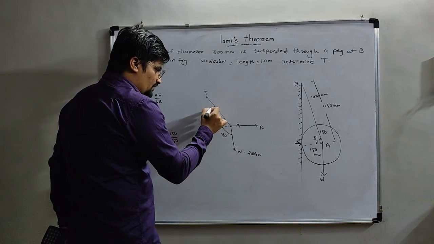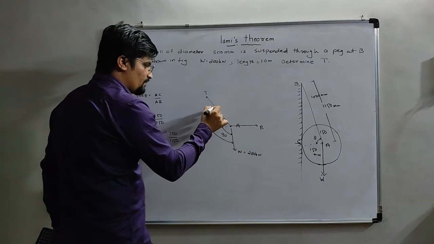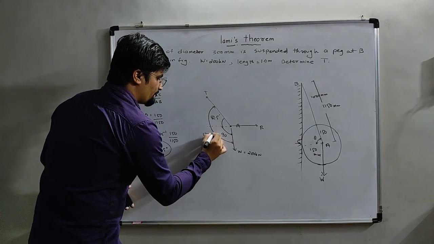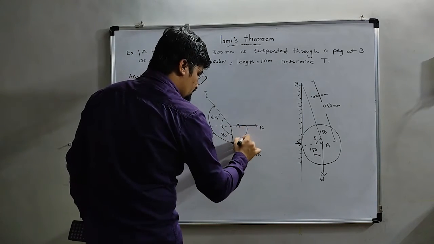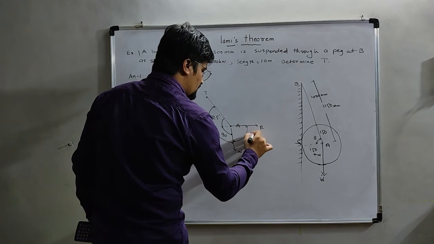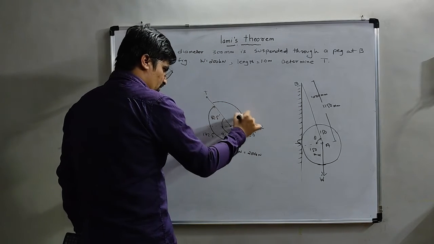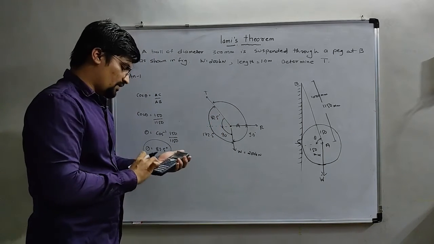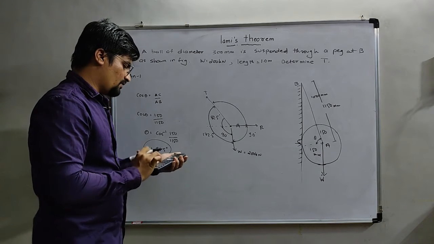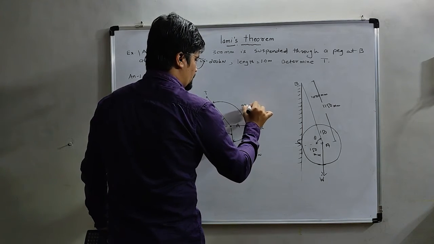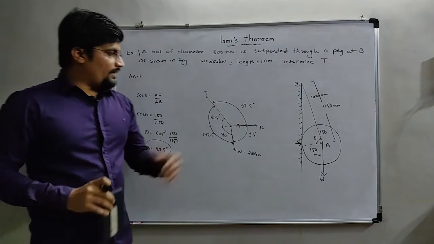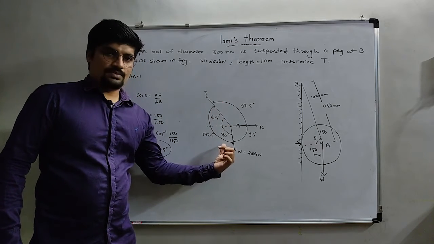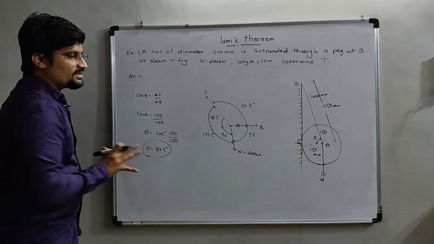So our total angle from this force to this force is 172.5 degree, and the angle between these two will be 90 degree, and the angle between these two is obtained by subtracting this angle from 180 degree, so 180 minus 82.5, it will be 97.5 degree. So we have calculated all the angles between the forces. Now applying Lami's theorem.